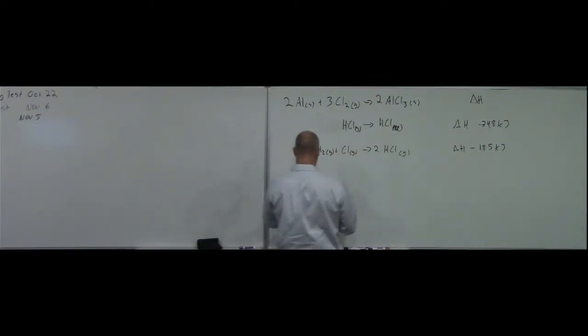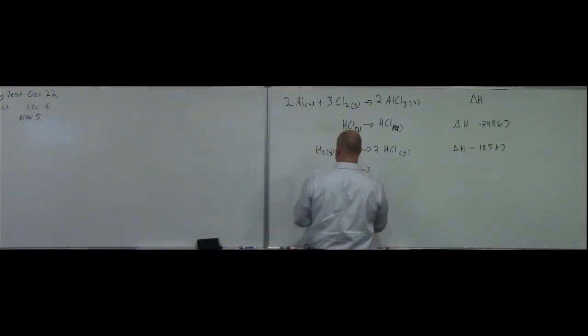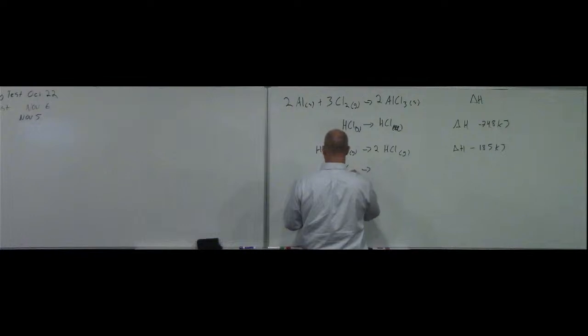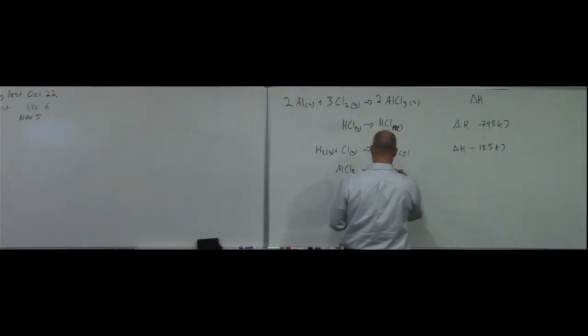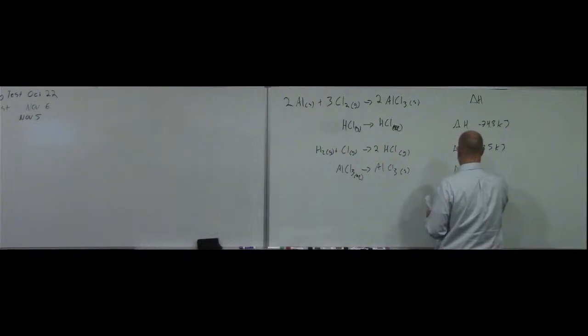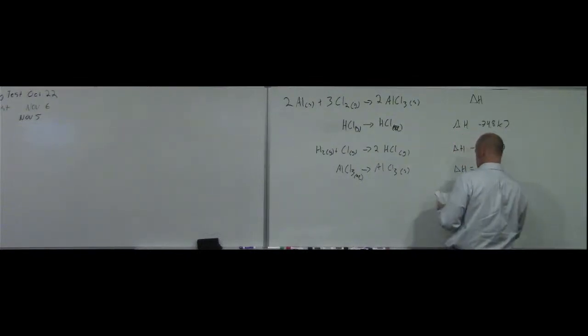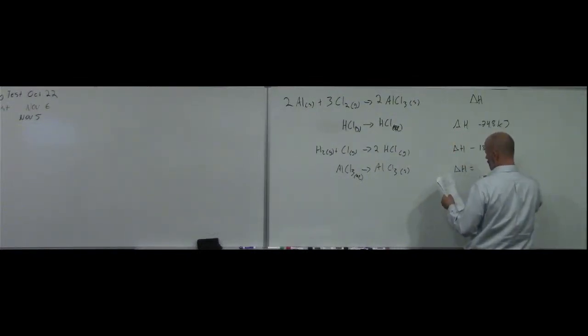Our third step in this reaction is aluminum chloride aqueous converting to aluminum chloride solid. Delta H here is positive 323 kilojoules.